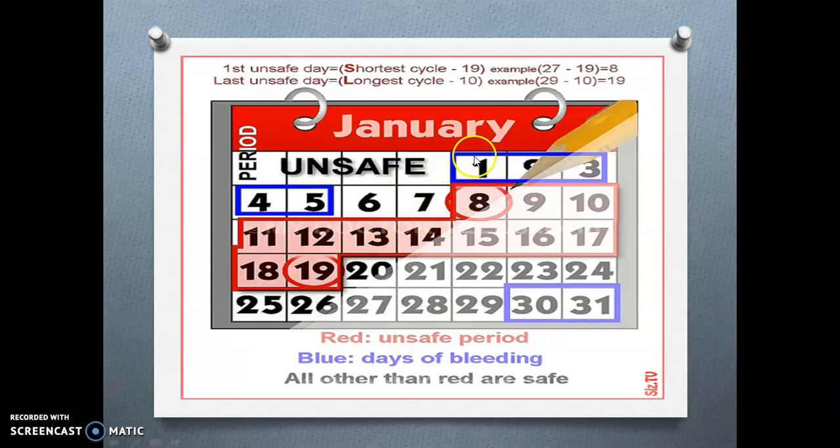Here also you can see, in this calendar, from day 1 to day 7 it is a safe period, and from day 8 to day 19 it is the danger period. That is the period shown in red borders. It is the danger or unsafe period during which there are chances of becoming pregnant, and after that period also there is a safe period, when a woman can safely engage in sexual intercourse.